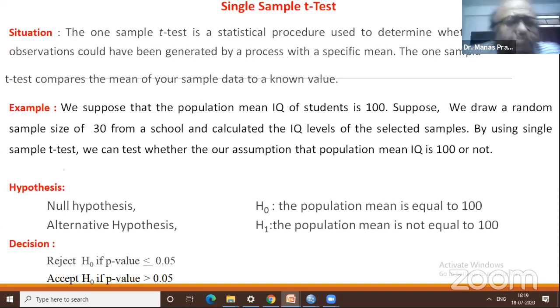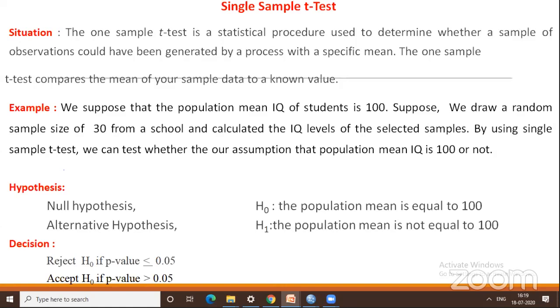So, single sample t-test, you see the situation. The one sample t-test, or single sample t-test, is a statistical procedure used to determine whether a sample of observations was generated by a process with a specific mean. Suppose I want to check whether the data we have calculated belongs to a particular population or not.